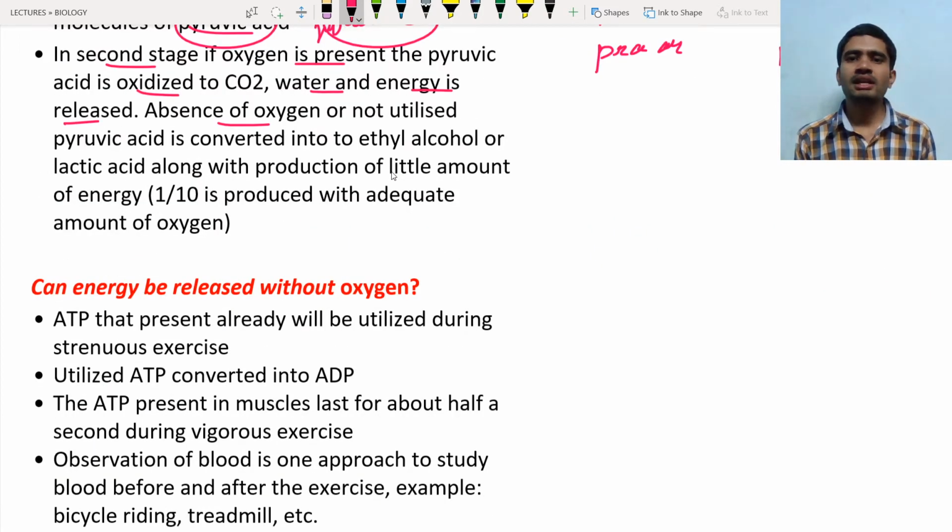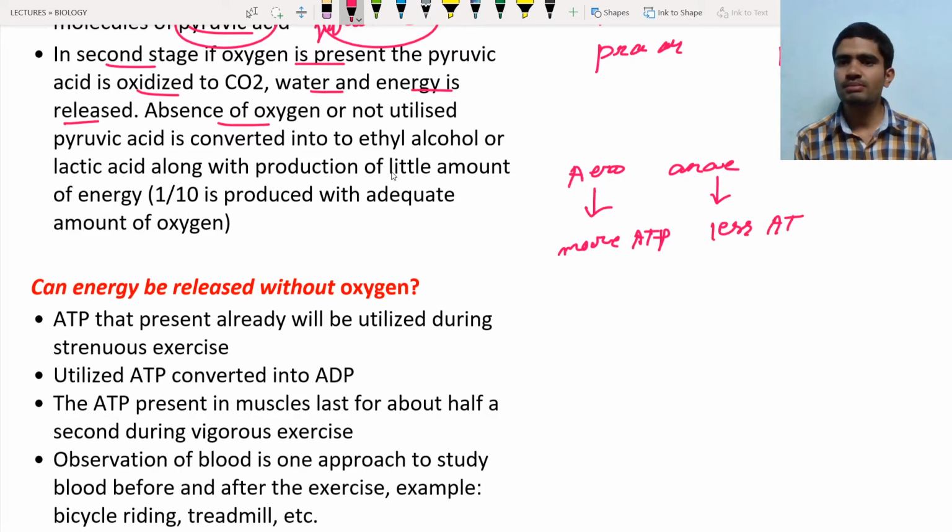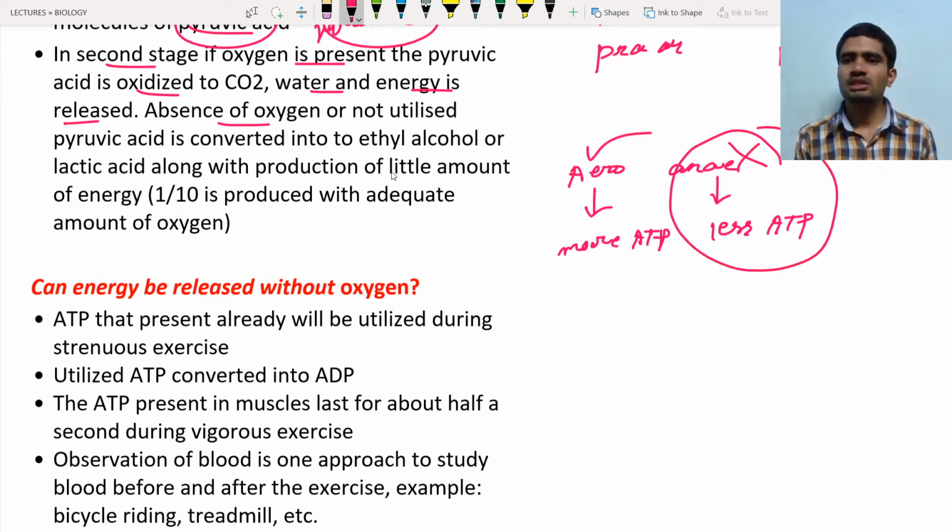Next, comparing aerobic and anaerobic respiration: what about the energy production? In aerobic respiration, a larger amount of ATP is produced, while in anaerobic respiration, a smaller amount of ATP is produced. So which is advantageous? The advantage is more in aerobic respiration and less in anaerobic respiration. Anaerobic respiration is done in yeast and bacteria, and aerobic respiration is seen in eukaryotic cells.